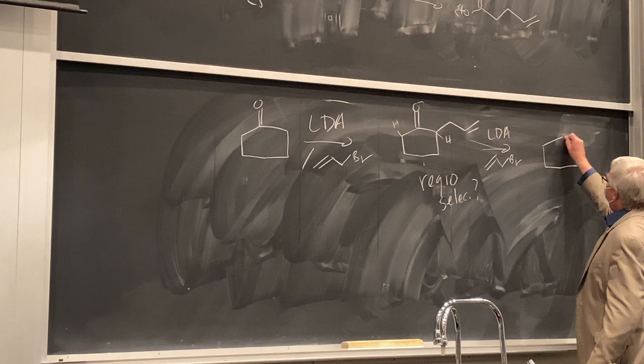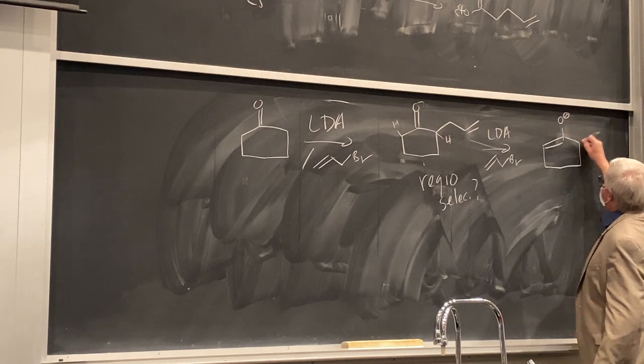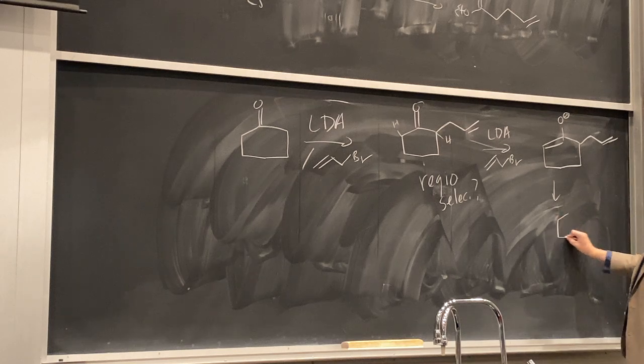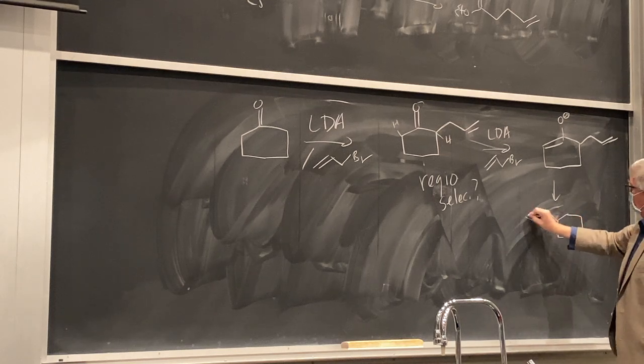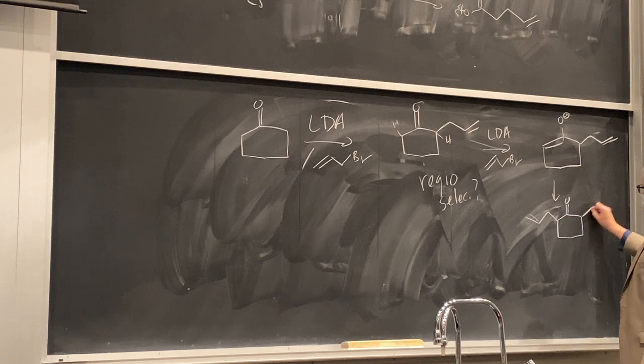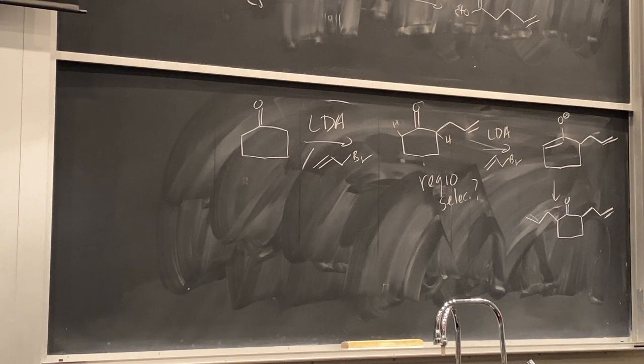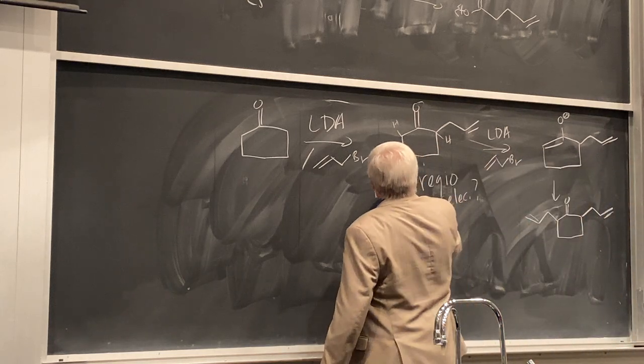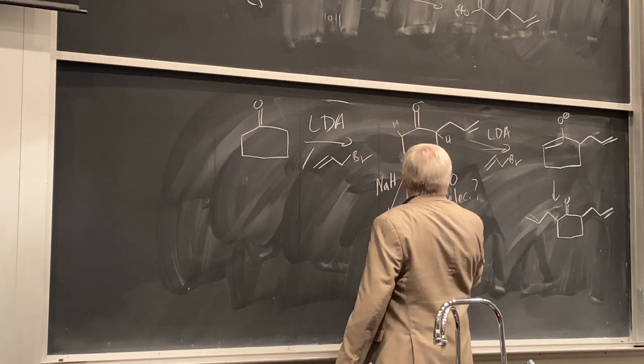And that'll be the kinetic enolate, you see. And then when we put in our allyl bromide, we'll get the allyl group over there, and we'll get that product in high yield. Let's do the same reaction here, but with sodium hydride and allyl bromide.